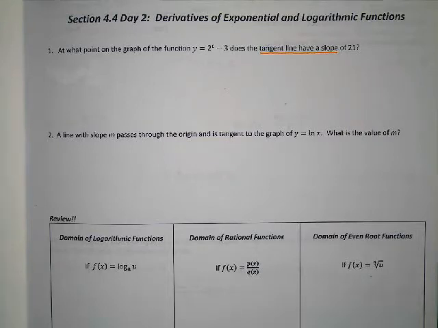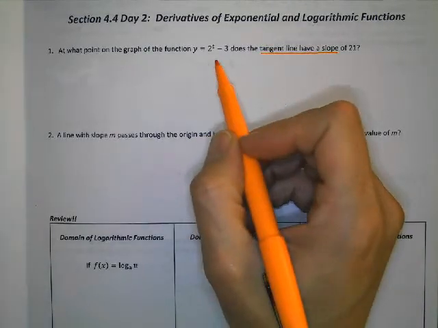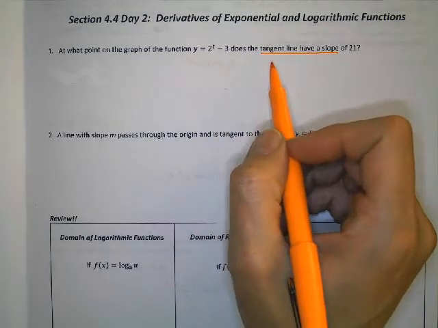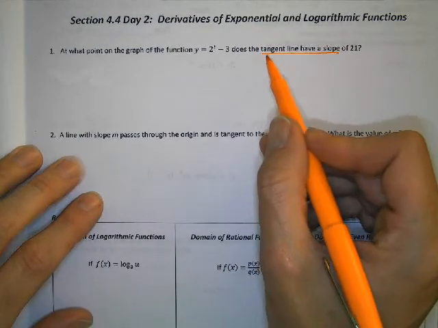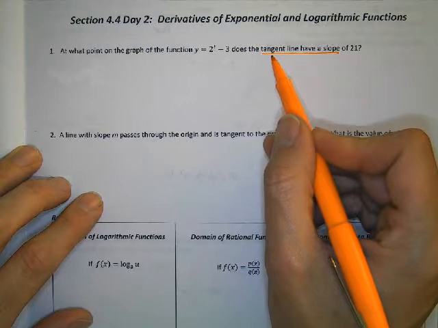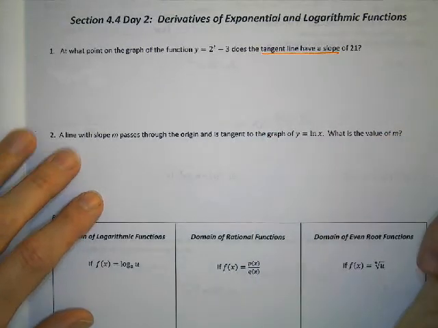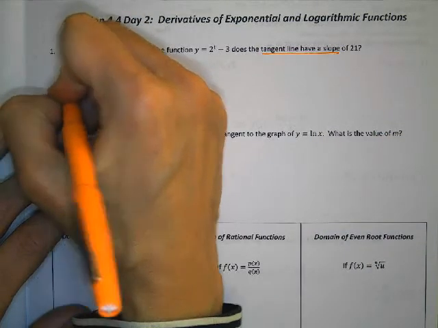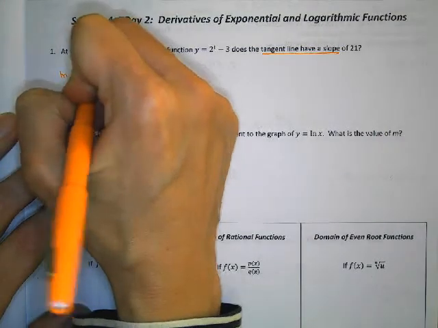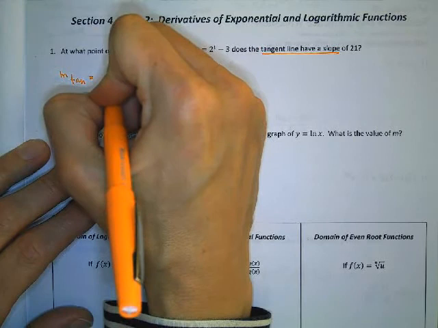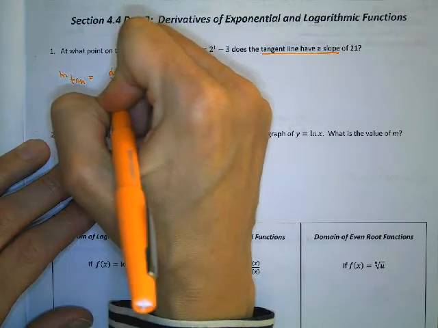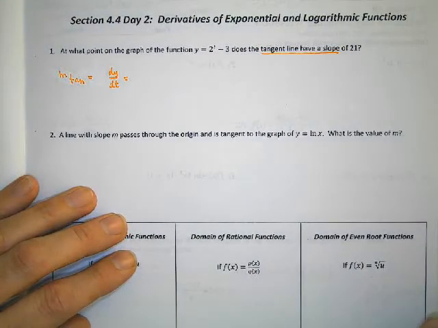So for number one, the question we're being asked is at what point on the graph of the function y equals 2 to the t minus 3 does the tangent line have a slope of 21? So the first thing I'm thinking is I need to know something about the tangent line and that slope. I know what I need to do there is take the derivative of my function with respect to t. And I know that's going to give me the slope of the tangent.